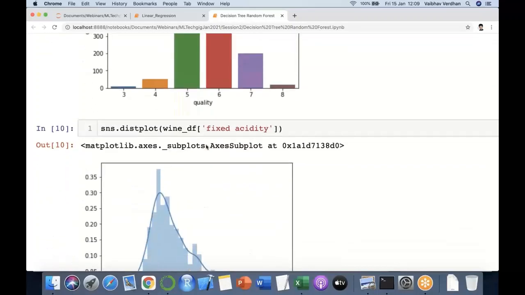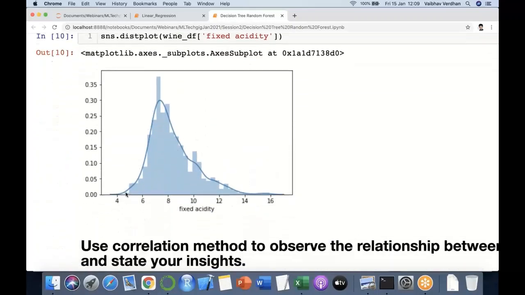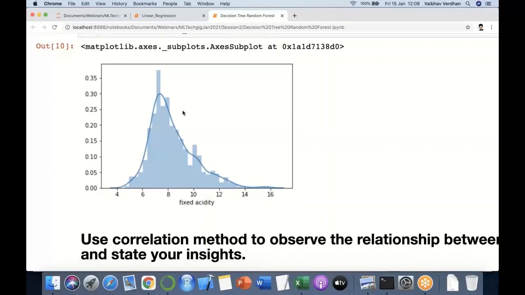You can plot your variables in a histogram shape, and it shows that your variable fixed acidity is mostly normally distributed. There is a left skew over here, a slight skew, but you can think of it as a mostly normally distributed variable over here.